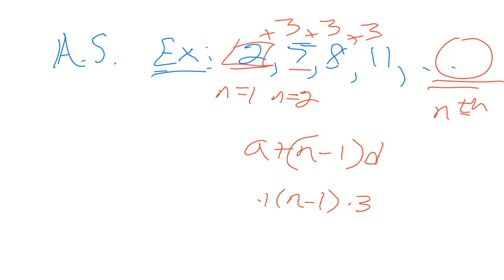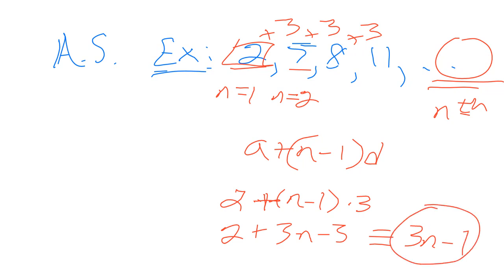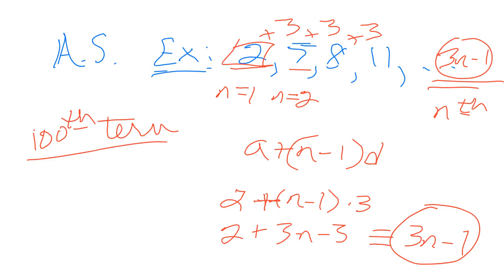So a is 2. So this is 2 plus n minus 1 times 3, which if we multiply that out, that's 2 plus 3n minus 3, which is equivalent to 3n minus 1. So the value of the nth term is 3n minus 1. So if I say, what's the value of the 100th term? You would just plug in 3 times 100, because n is 100, and then minus 1 is 299. So the value of the 100th term would be 299.